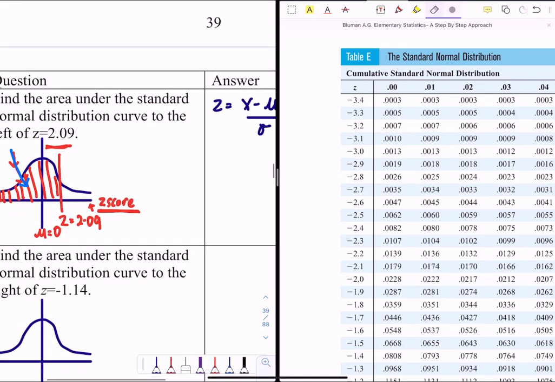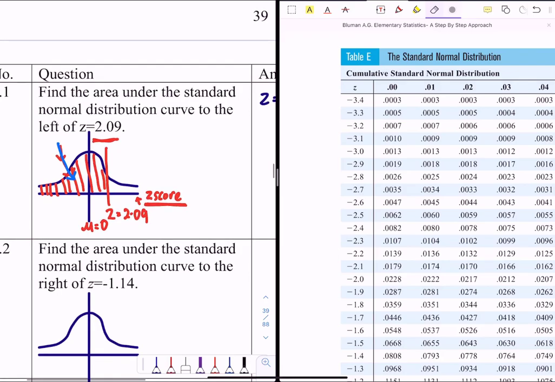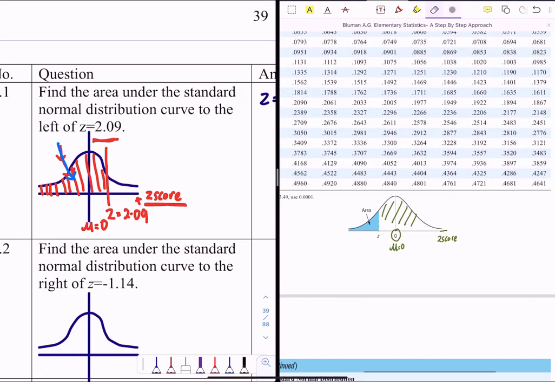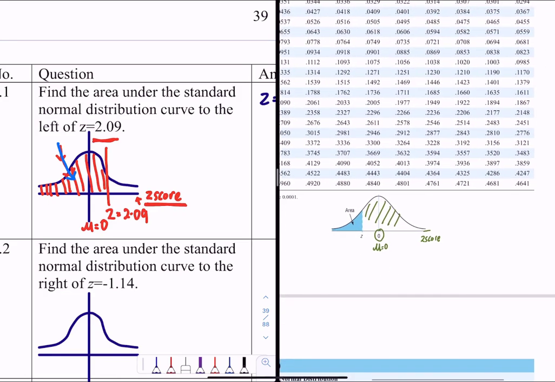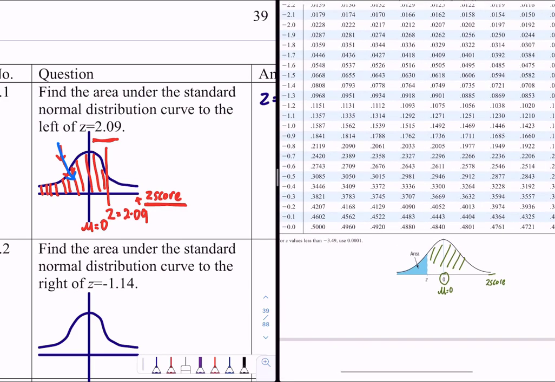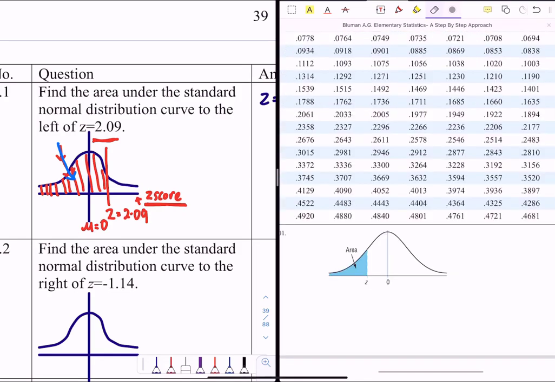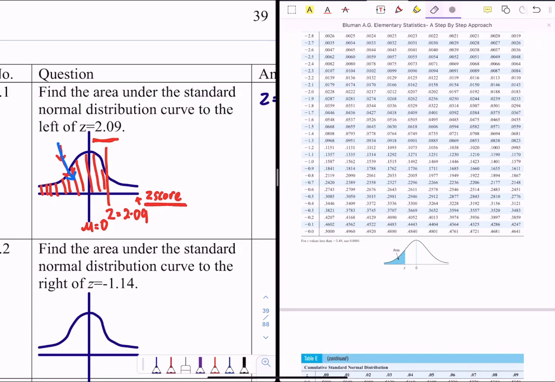Then what we need to do after we find the area for that part, we have the z-score. We use table E. Okay, here table E. I do believe that during your matriculation you learn about this, and also during your school years. You learn about this, 2.09.